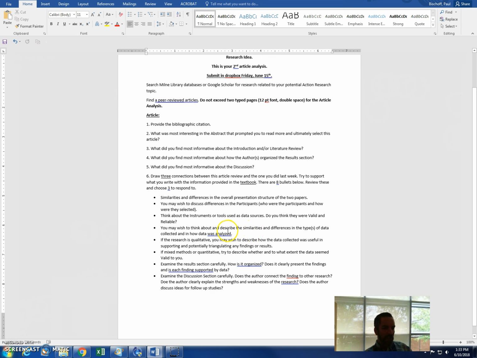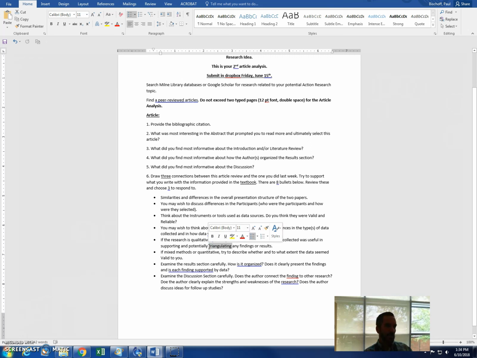You may wish to think about and describe similarities and differences in the types of data collected and how the data was analyzed. So maybe looking at last week's paper and this one, what kind of data was collected? What did you like about last week's? What do you like about this week's? How are they collected and how was the data analyzed? If the research is qualitative, how is the data collected in a way that enabled triangulation?